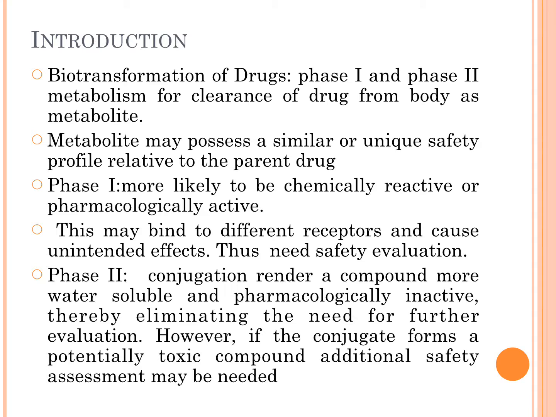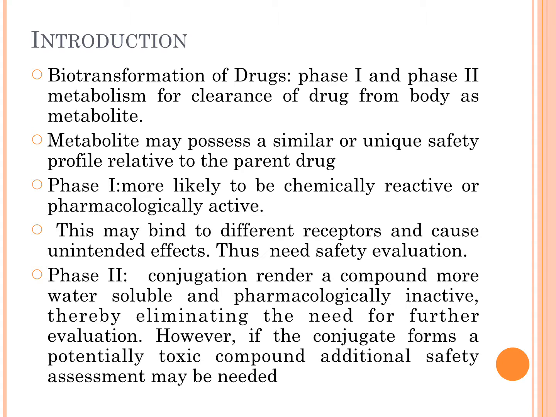Usually the phase 1 metabolites are more likely to be chemically reactive, and therefore they are more considered to be pharmacologically active. This is because phase 1 metabolism involves specific chemical reactions like dealkylation, alkylation, oxidation, reductions. So it forms active metabolites as compared to the phase 2 metabolites. The phase 2 metabolites render a compound more water-soluble because of the conjugation to polar moieties like sugar, glucuronides, etc. So the phase 2 metabolites are less likely to be pharmacologically active.